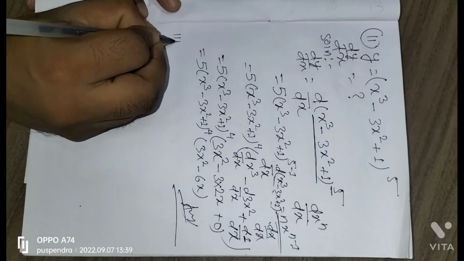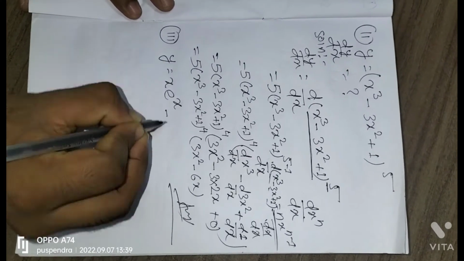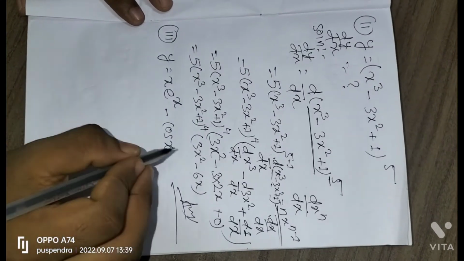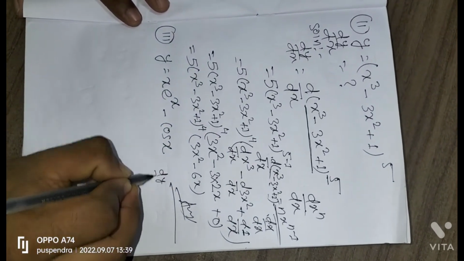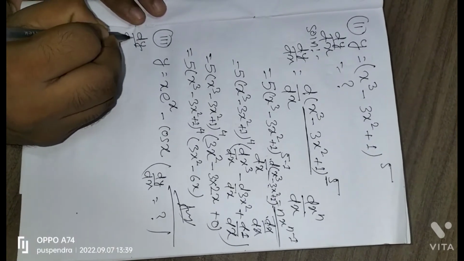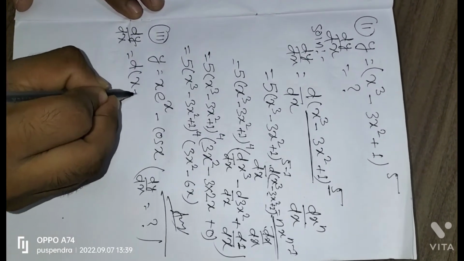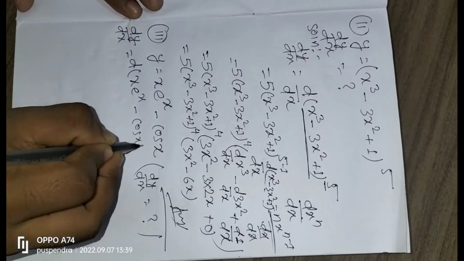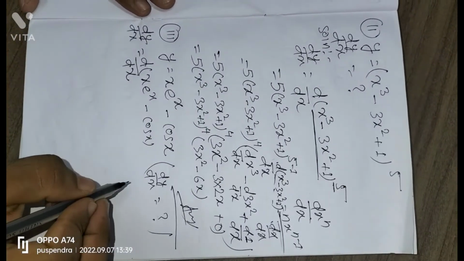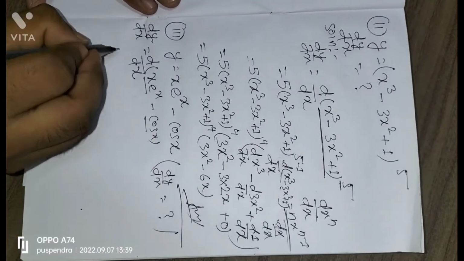Okay, now our next question is y is equal to x e to the power x minus cos x, and again we have to find the derivative of y with respect to x. The derivative of y with respect to x is equal to d of x e to the power x minus cos x with respect to x. Now here are 2 terms. This is the first term and this is the second term. Now we separate these 2 terms.